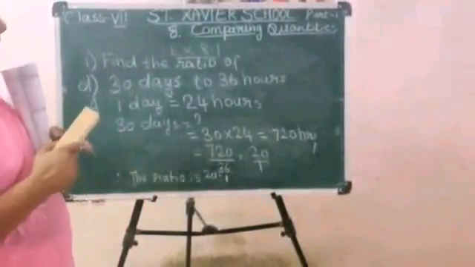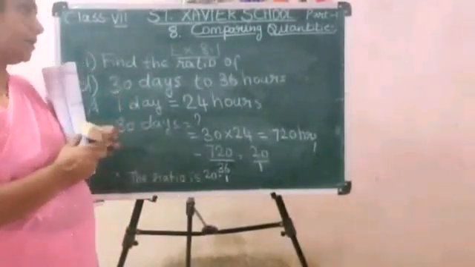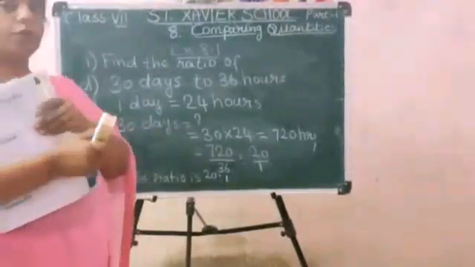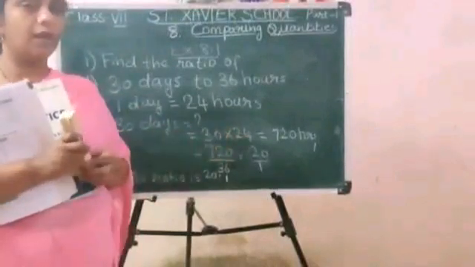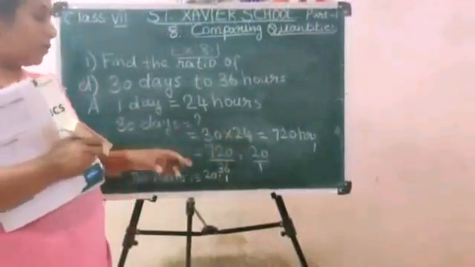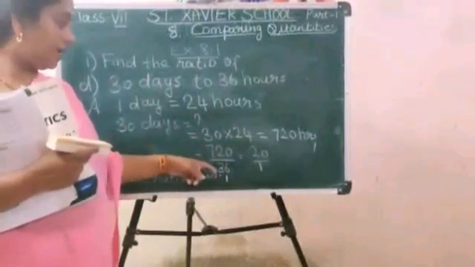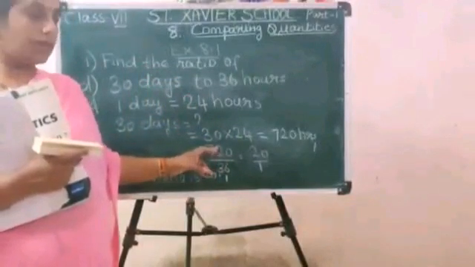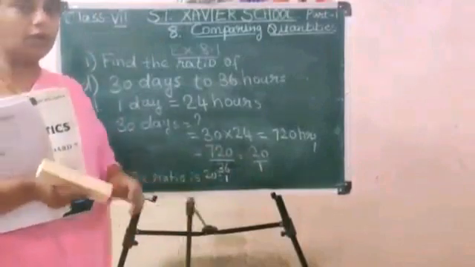D. Here we have to convert 30 days to 36 hours. So I converted the days into hours. We already know there are 24 hours in a day. So 30 days will become 720 hours. So we have to write it as a fraction, 720 divided by 36. In the 36 table, 2 times is 72, so that will become 20 by 1. Therefore the ratio is 20:1.